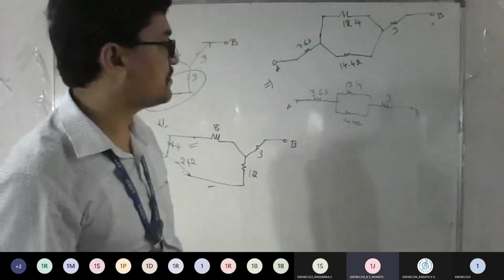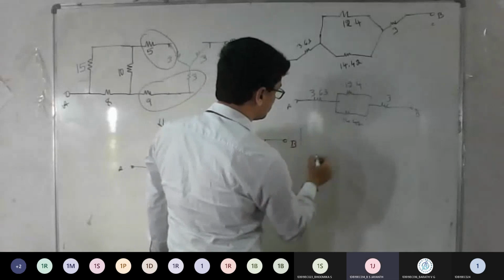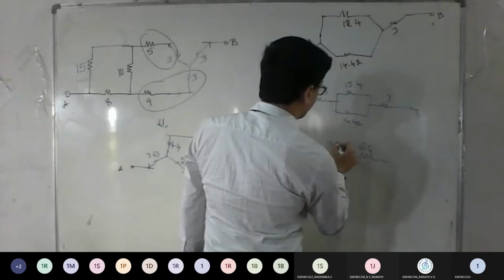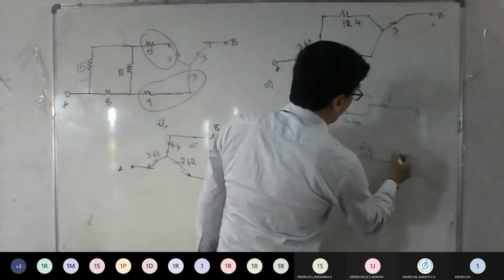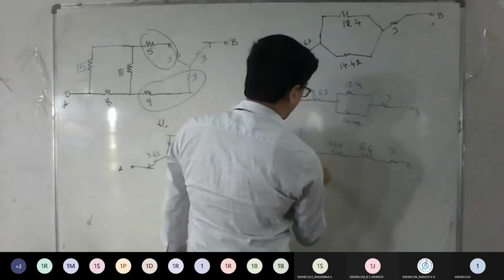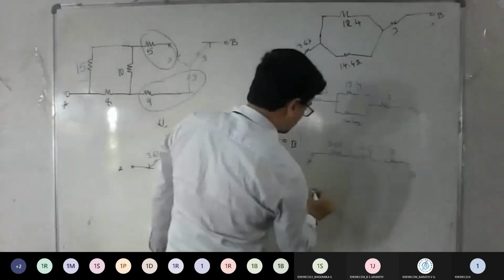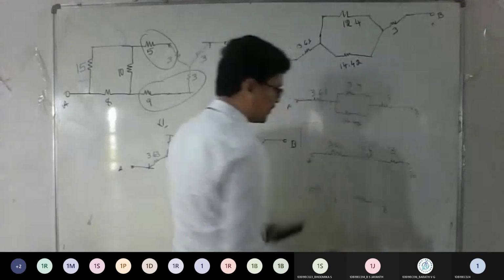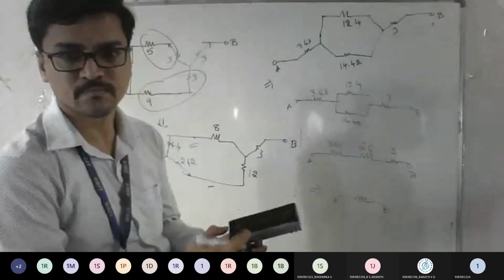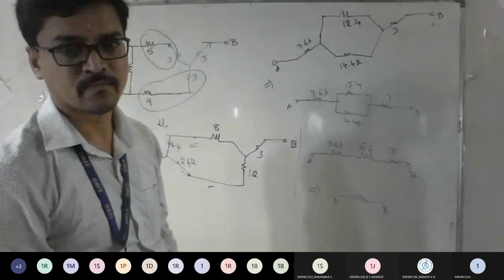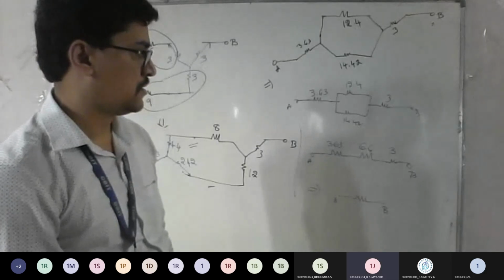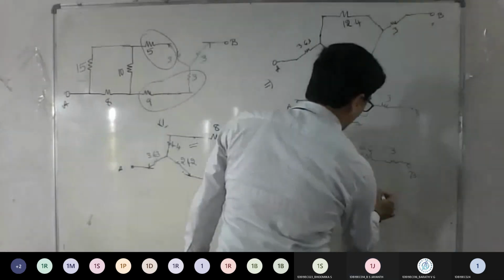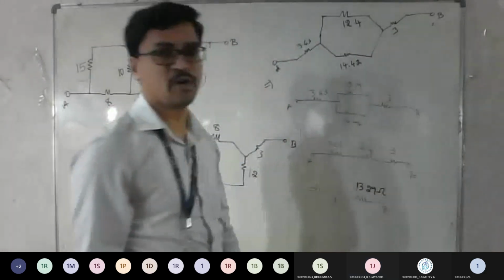Yes, sir. Check out what is the parallel combination answer now. 6.66, sir. 6.66. So you have 3.63, 6.66 and one more 3, all are in series. So now check out what is the equivalent answer. How much? 13.29 ohms, sir. Good. 13.29 ohm. See? So this is what they've asked.